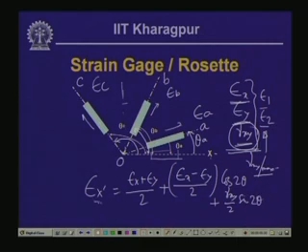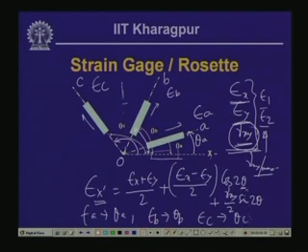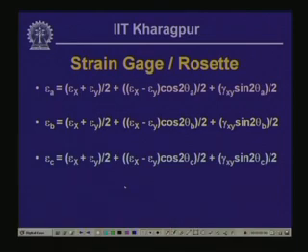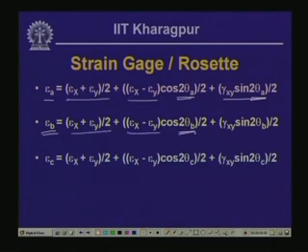Now, this x dash direction varies with theta. In this particular case, epsilon A corresponds to theta A, epsilon B corresponds to theta B and epsilon C corresponds to theta C. Now, if we substitute theta as theta A, theta B, theta C, correspondingly we can get the values of epsilon A, epsilon B and epsilon C, and this is what is done over here. Epsilon A equals epsilon x plus epsilon y by 2, plus epsilon x minus epsilon y by 2 cos 2 theta A, plus gamma xy by 2 sin 2 theta A. Likewise, epsilon B equals epsilon x plus epsilon y by 2, plus epsilon x minus epsilon y by 2 cos 2 theta B, plus gamma xy by 2 sin 2 theta B, and epsilon C likewise with cos 2 theta C and sin 2 theta C.